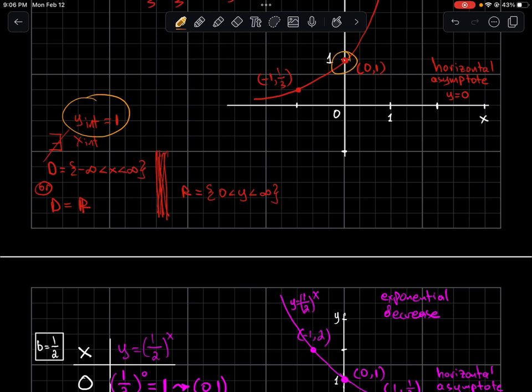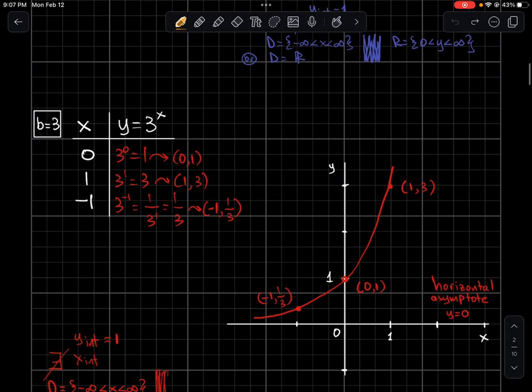Still the y-intercept is going to be 1, no x-intercept. The domain is all real numbers, or includes all inputs between negative infinity and infinity. And the range is still going to be the upper half of the y-axis, except for 0. It has to be greater than 0, not greater than or equal to 0. And that is the parent function, the exponential parent function y equals 3 to the x, that has 3 as the base. Let's go to the next one.